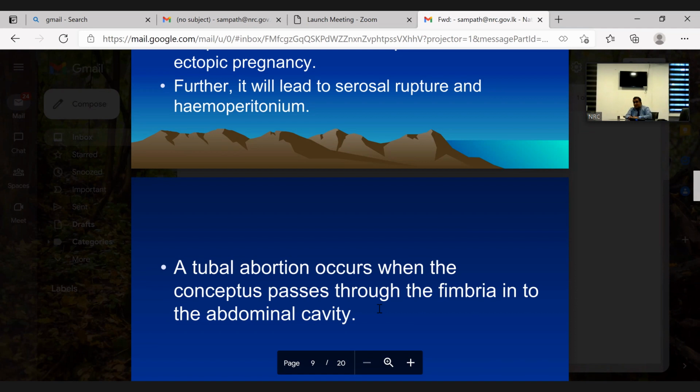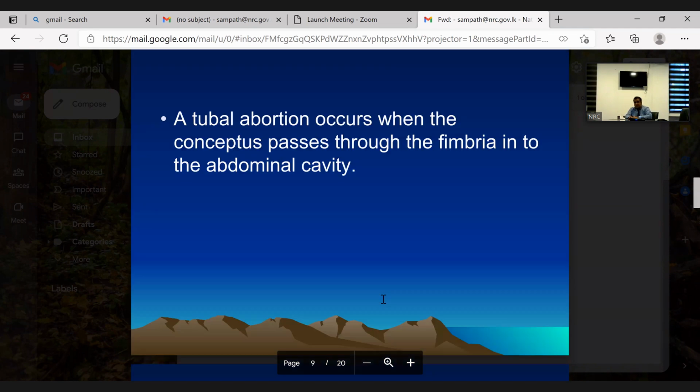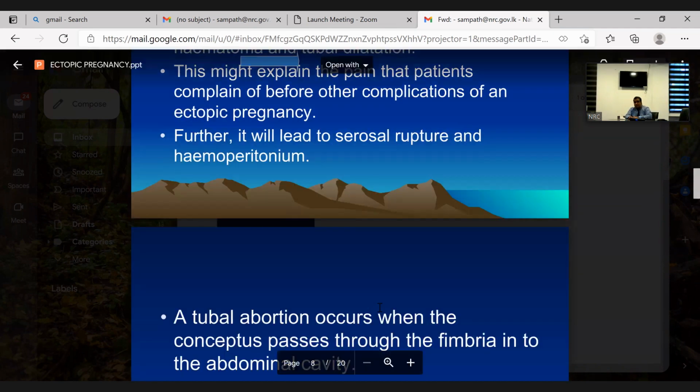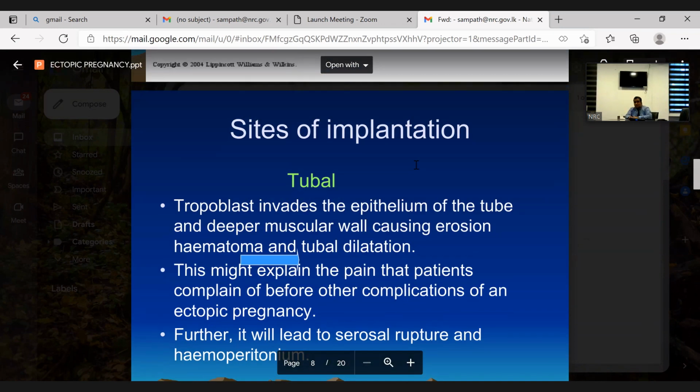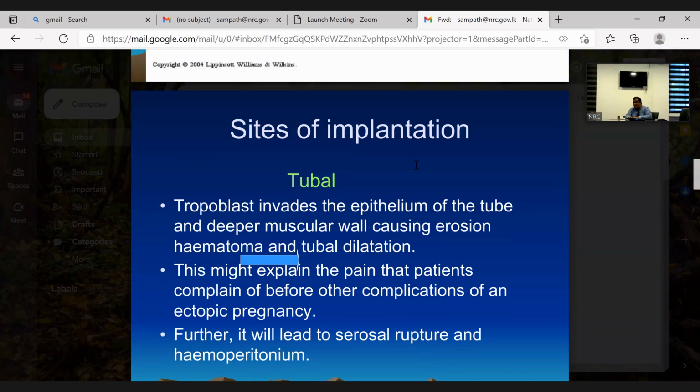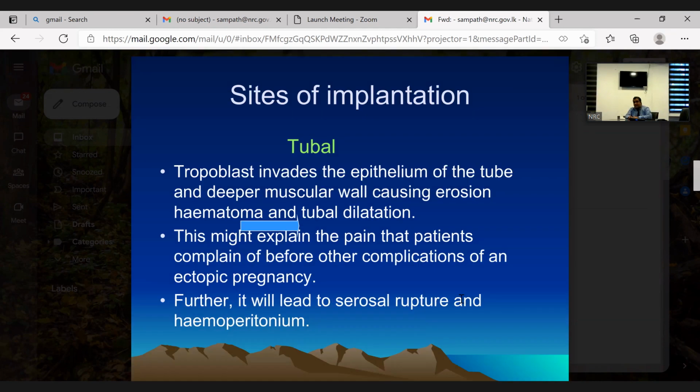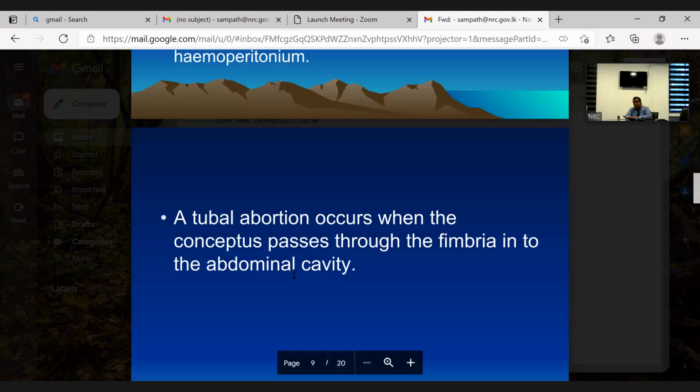That's called tubal abortion. So sequelae of ectopic pregnancies: you can have an ectopic pregnancy and then get self-limited and get absorbed, or it can expand, forming a hematoma and a tubal mass. Further expansion will cause rupture and hemoperitoneum, or rarely it can get aborted through the tube into the abdominal cavity.